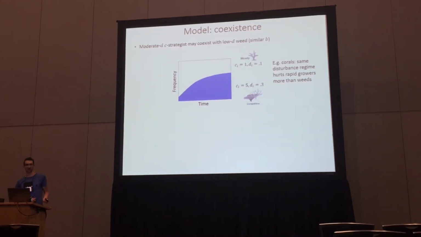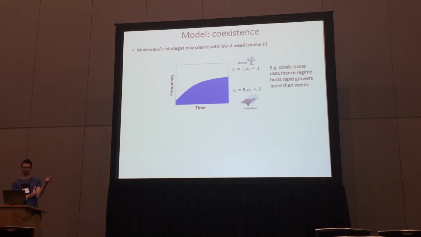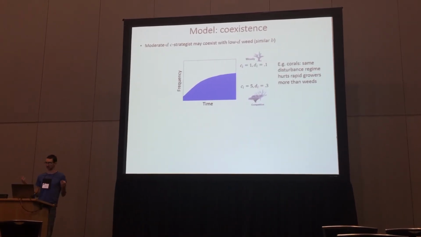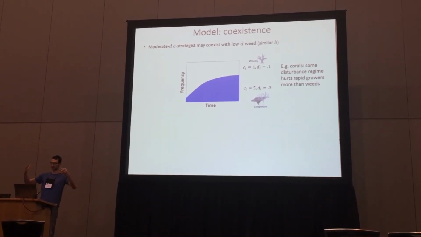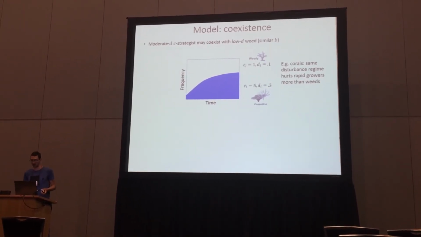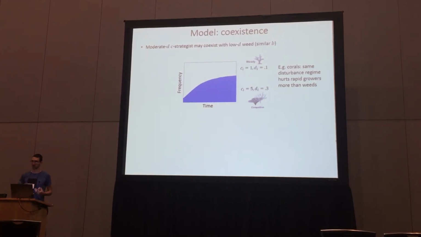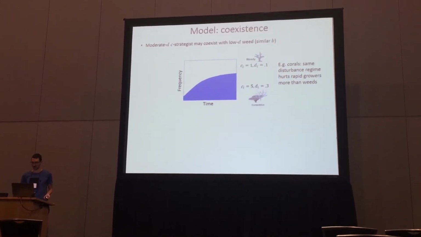So in the coral example here, it's known that competitive corals basically just grow very quickly, but that makes them big and fragile, so when storms come along, they're more likely to die. Whereas the weedy types grow more slowly, so they could get shaded out, but they're much more tolerant to storms.